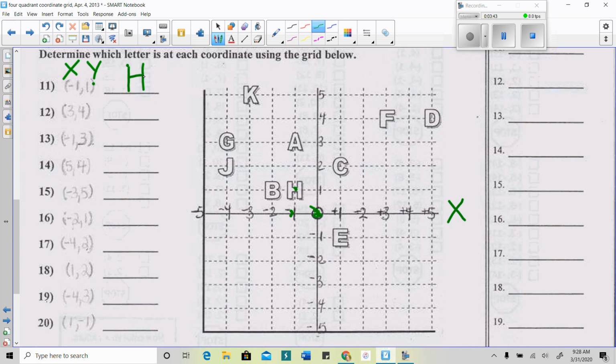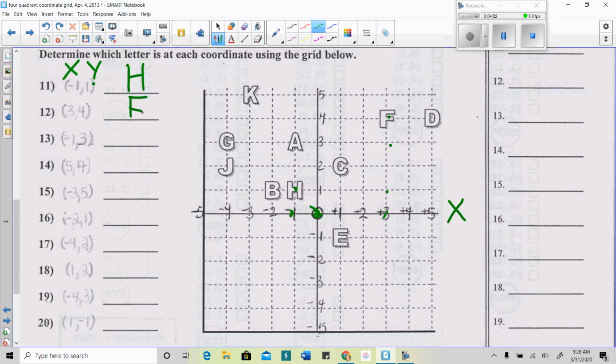So the next one, 3, 4. So I'm starting at 0. Now 3 would be +3, so I'm going to go to the right. 1, 2, 3, and I stop on the line there. And then 4 would be +4, so I'm going to go up 1, 2, 3, 4. So that would be letter F.